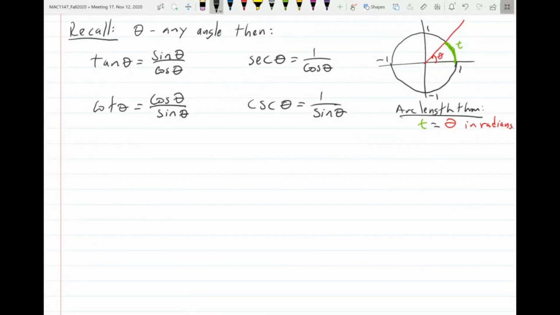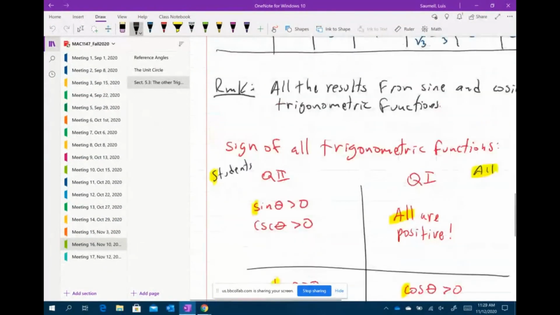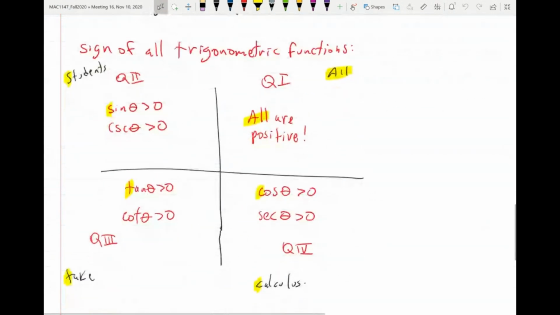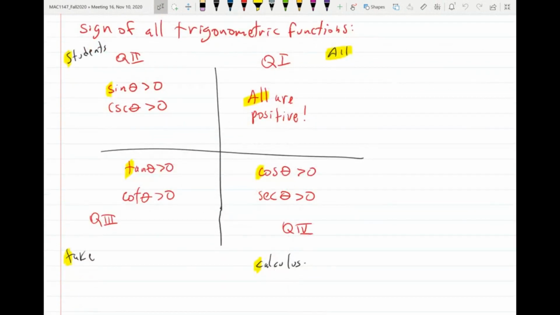And we closed last time with the statement that all the previously known results for sine and cosine apply directly to these other trigonometric functions. In particular, the notion of where they are positive and negative extends nicely this way, okay? Since we already know where sine and cosine are positive and negative, then immediately we know where tangent, secant, cosecant, and cotangent are positive and negative.